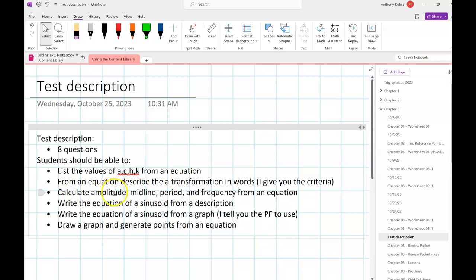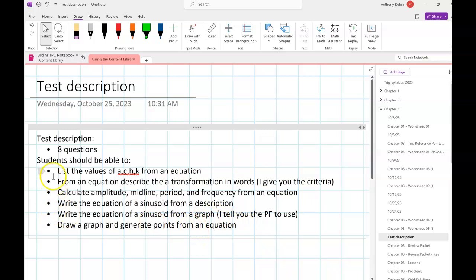You should be able to calculate amplitude, midline, period, and frequency from an equation. You should be able to write the equation of a sinusoid from a description, and from a graph. I'll tell you which parent function to use, so you should be able to do both sines and cosines. And you should be able to draw a graph and generate points from an equation.